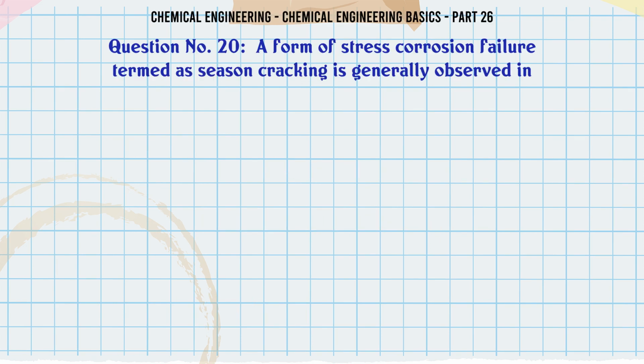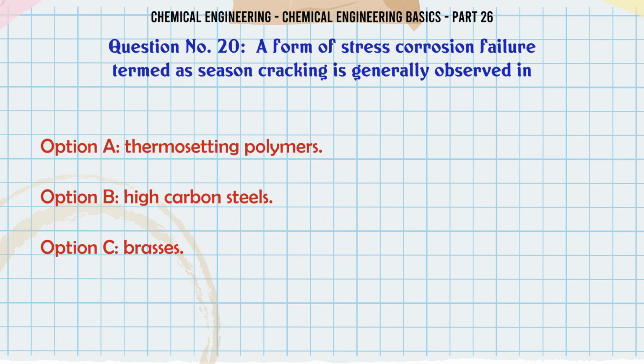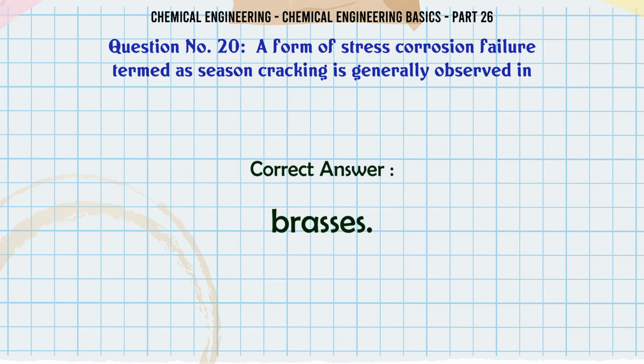A form of stress corrosion failure termed as season cracking is generally observed in A. Thermosetting polymers, B. High carbon steels, C. Brasses, D. Borosilicate glasses. The correct answer is brasses.